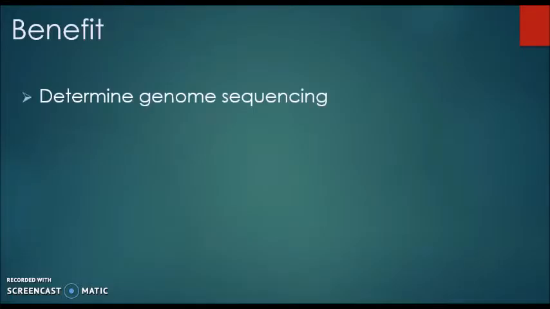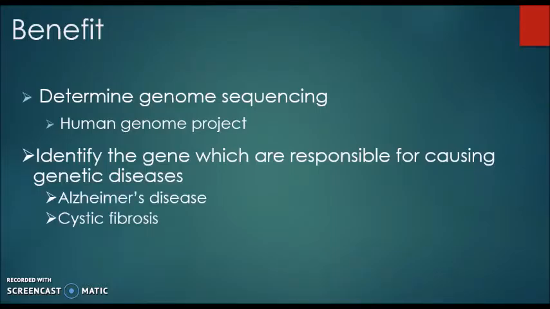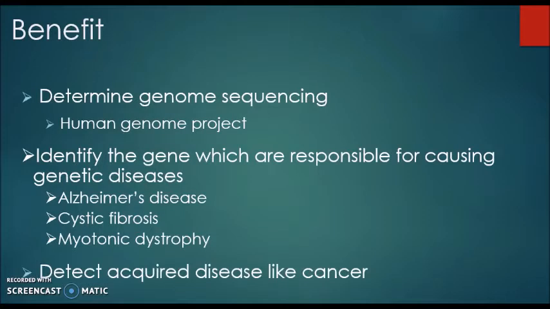The benefit of DNA sequencing. DNA sequencing is used to determine the genome sequence. The biggest example is the Human Genome Project. After the project, we can identify the genes which are responsible for causing genetic disease, for example, Alzheimer's disease, cystic fibrosis, and myotonic dystrophy. Besides that, we can also identify acquired disease like cancer.